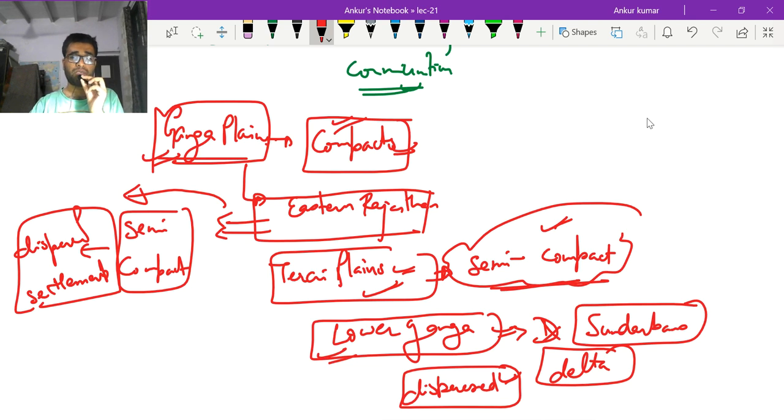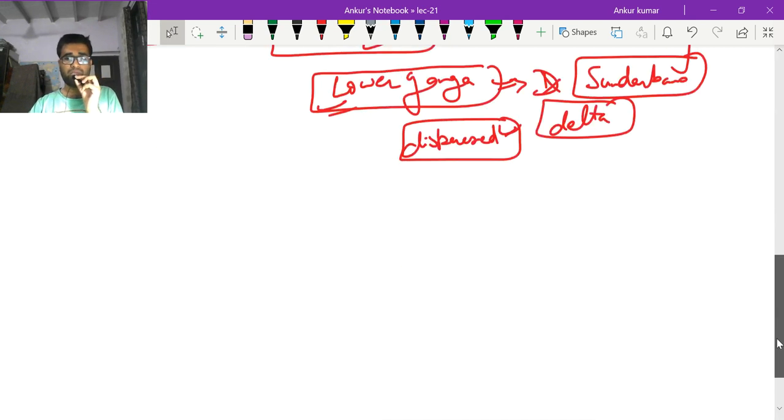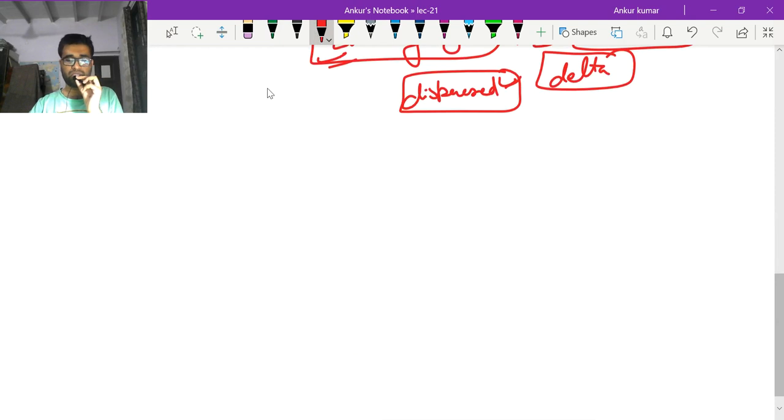So this is how we must know how different kinds of settlements are found at which place, and what are the reasons for this kind of distribution of settlements. Another example, let us say you see the rural settlements in peninsular India. What is the pattern of rural settlements in peninsular India?